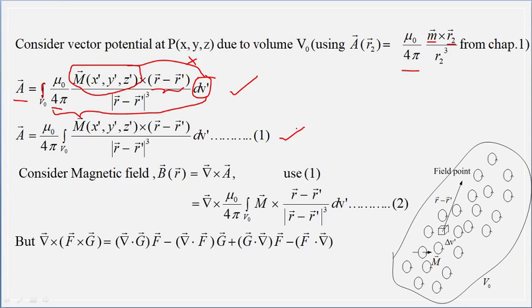So from the magnetization we got the magnetic moment. From the magnetic moment we got this magnetic vector potential. Then we had seen in the first chapter that the magnetic field is the curl of vector A.